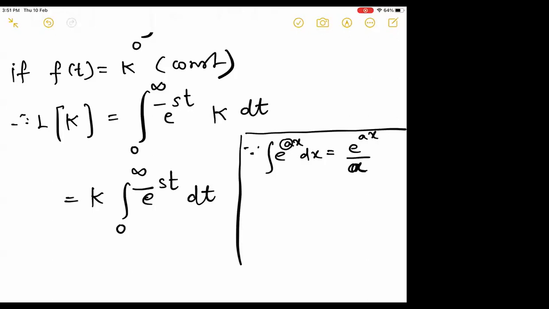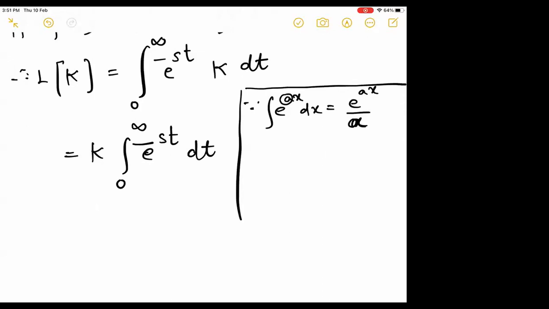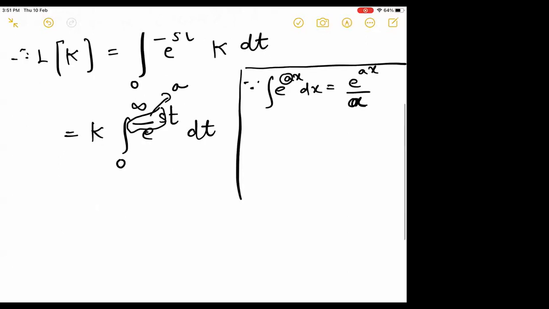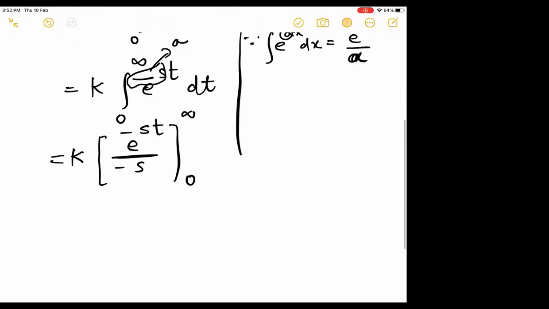So if you know the differentiation of e raised to ax, you have to reverse it, then you are getting the answer for the integral. So in this case, this a is here with negative sign, minus s. This will be our part of a. Okay, and variable is immaterial in the definite integral. You can use t, you can use u, you can use v, anything. So k will be outside and integral will be e raised to minus st upon minus s in the limits 0 to infinity.